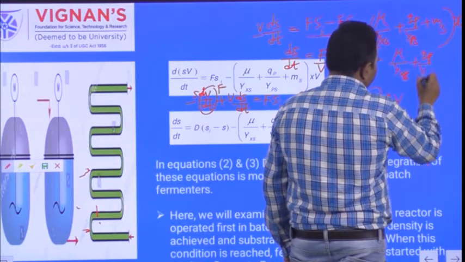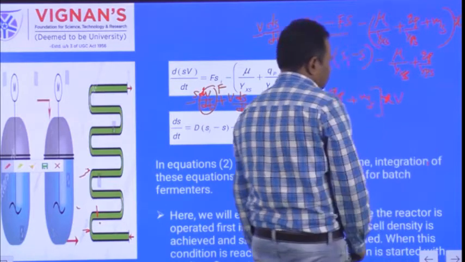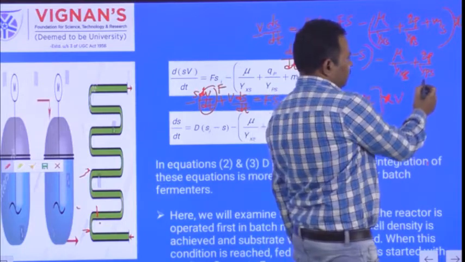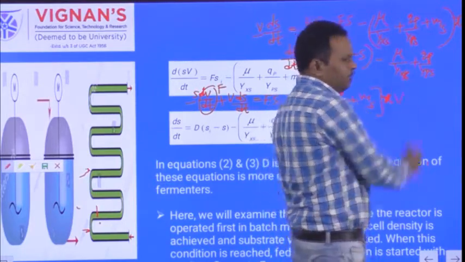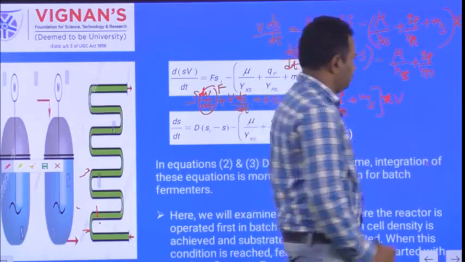qp by Yp/s, Yp/s or Yps, both are same. This Yp/s is the yield of the product produced from substrate consumed. This Yx/s is the yield of the biomass produced from the substrate consumed.